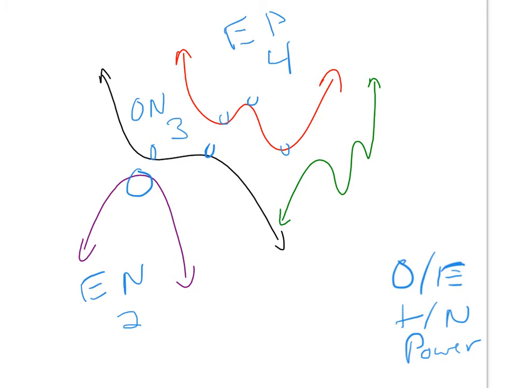And the green function is odd because it goes up on the right, down on the left. It is positive because it's going up on the positive side and down on the negative side. It has 1, 2, 3, 4 maxes or mins, so therefore its power is 5.